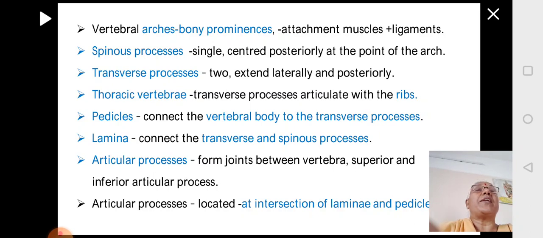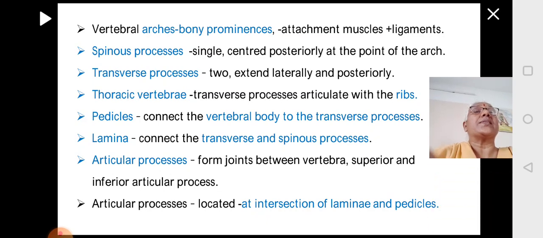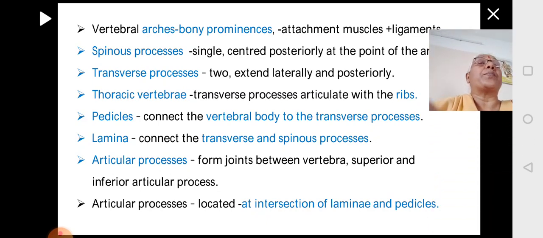In the thoracic vertebrae, the transverse process will articulate with the ribs. Then you have the pedicle, which will connect the vertebral body to the transverse process. Lamina, which connects the transverse process with the spinous process. Then there are articular processes. There are two articular processes, superior articular process and inferior articular process. And there is also an articular process which is located at the intersection of lamina and pedicle.